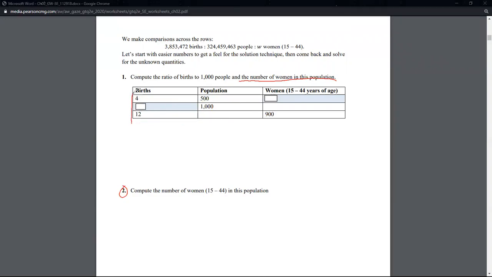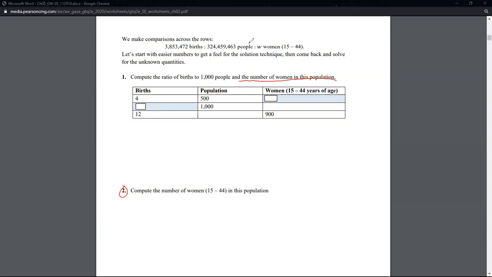Maybe you think to do this. Maybe you make this your box and you got a number on the corner, the 4, you got a number on the corner, the 500, you got a number on the corner, the 12. So yeah, actually you could make a proportion using this as your box, but the thing that you're going to be finding is this spot here, which is not what they asked for. They want the ratio of births to 1,000. This is births to 1,000. So that's not what we want to do. We can fill a blank using that, but it's not what we want to do.